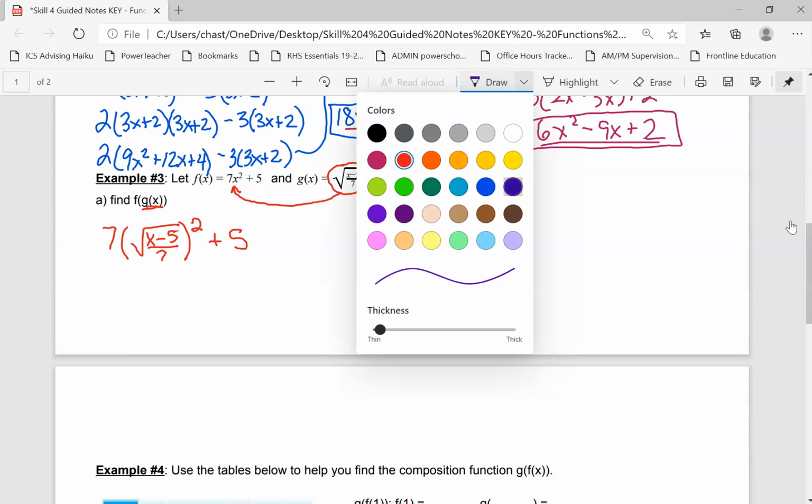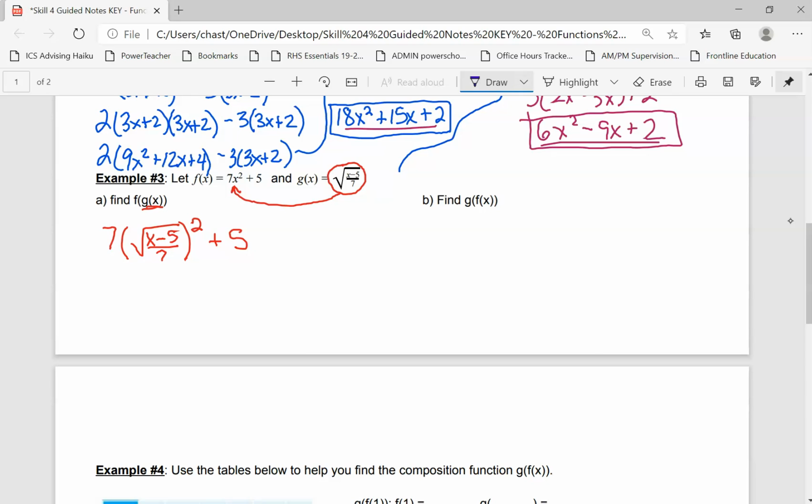And this is what we start with. Now, first thing I notice immediately is I'm squaring a square root, so those cancel out. The next thing I notice is that I'm taking a 7 and multiplying it by something that was divided by 7, so those cancel out. So I get x minus 5 plus 5. And then we have minus 5 plus 5. Those also cancel out. So this just ended up equaling x. Interesting.